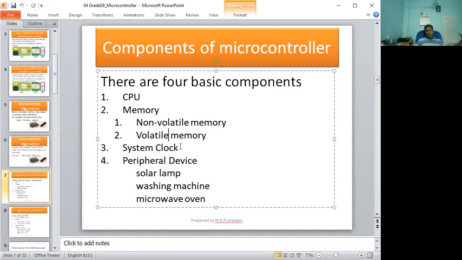Therefore, when we are giving instructions, according to the instructions, the microcontroller is going to be activated, and it gives us the result by using the peripheral devices which are connected to the microcontroller, right? So these are the main components of the microcontroller. There are 4. What are the 4? First is CPU, second is memory, third is system clock, fourth is peripheral devices, right? Okay, you can write them down, then we will discuss one by one what these things are.